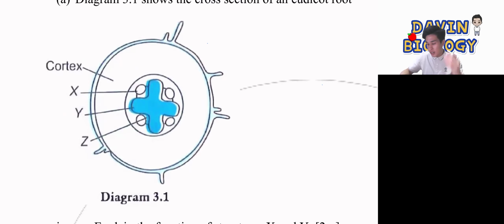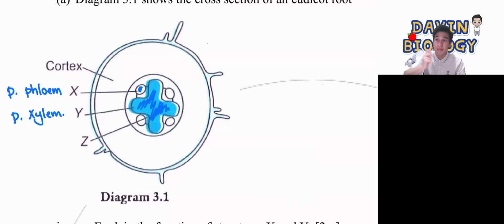So basically here, just remember, even though it looks completely different, just like the stem, xylem is always on the inside, phloem always on the outside. So inside this blue color part, this is the xylem, the primary xylem. The one on the outside is the primary phloem. Between xylem and phloem, you have one layer of tissue that separates it, same as the stem, which they're pointing at Z. So this is your vascular cambium.